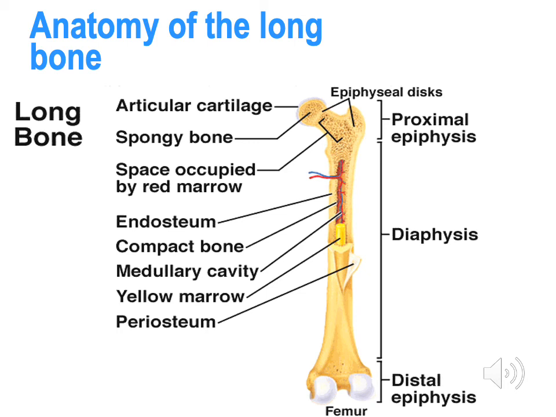In between the epiphysis and the diaphysis is where we have what's called the epiphyseal disc. That is in an immature bone, so a bone that hasn't finished growing yet. So the epiphyseal disc is a layer of cartilage.